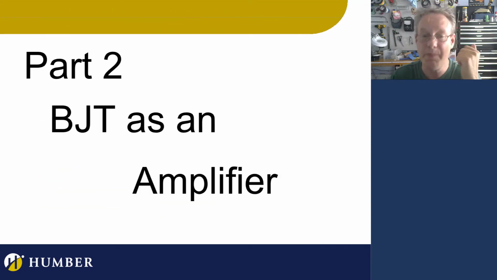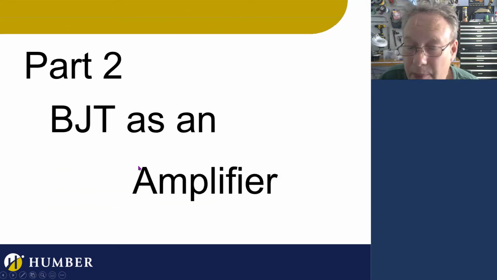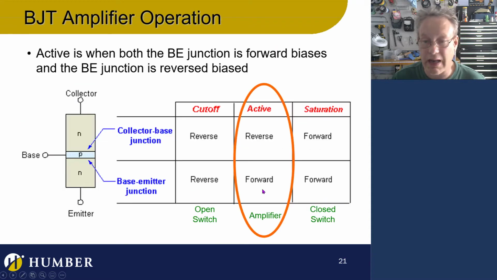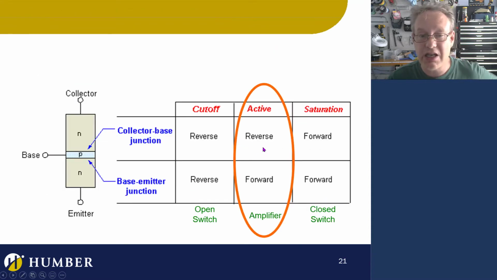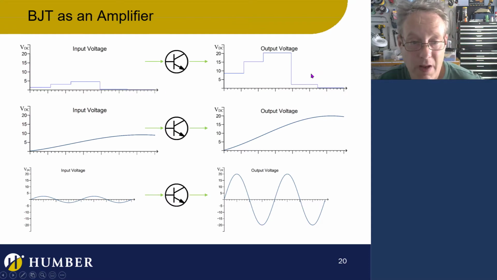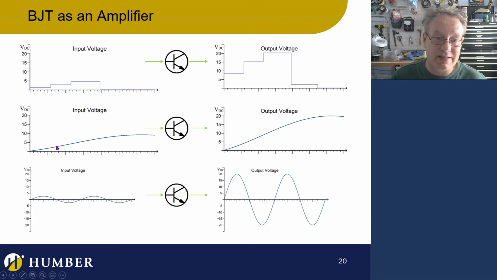Now, the meat of this lecture is BJT as an amplifier. So as opposed to the switch, we're going to be working in active mode. The application for an amplifier is this: we have a small input voltage, and our output voltage is going to be amplified. Over here, we have an input voltage that's an analog change, and we want to amplify that, and it's going to be an amplified value of whatever's coming in.